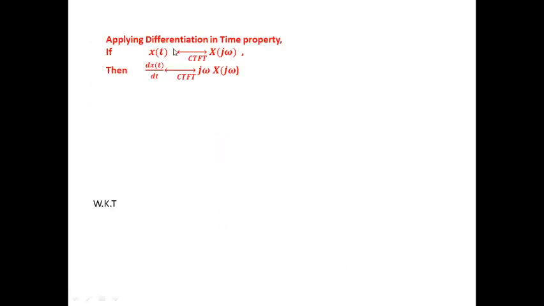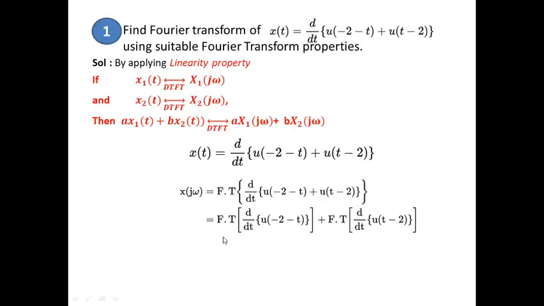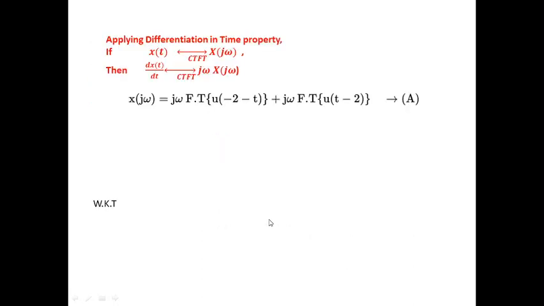When you apply the differentiation in time property, the statement you know very well: if x of t has the CTFT x of j omega, then dx of t by dt has the CTFT j omega into x of j omega. So the Fourier transform of d by dt of u of minus 2 minus t will be j omega into the Fourier transform of u of minus 2 minus t. That is what we have written here: instead of d by dt, we have replaced it with j omega into the Fourier transform of u of minus 2 minus t.